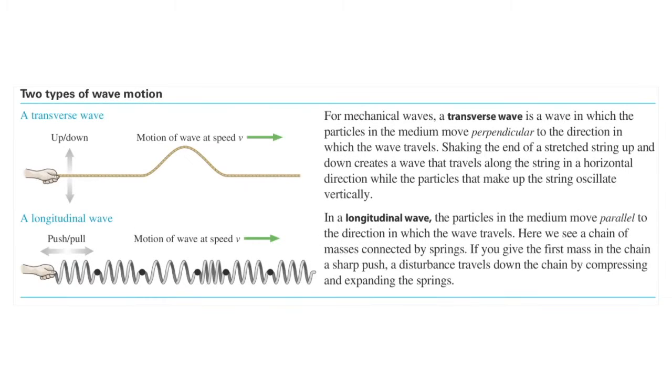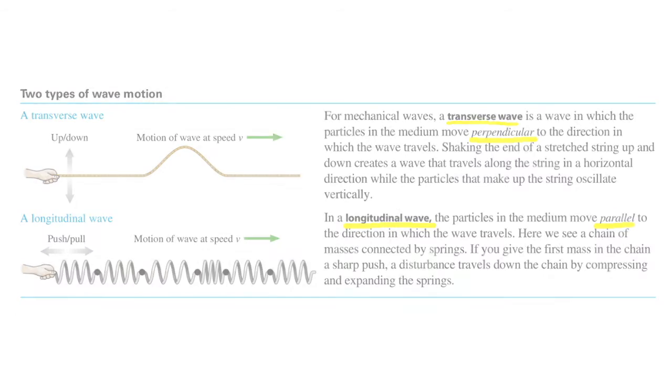And this is an example of a transverse wave. In the book, we'll see two different types of waves. There are transverse waves and there are longitudinal waves. In a transverse wave, the medium moves perpendicular to the direction of motion of the wave. For a longitudinal wave, the medium moves parallel to the motion of the wave. But in each case, the wave moves. The medium doesn't actually go anywhere.